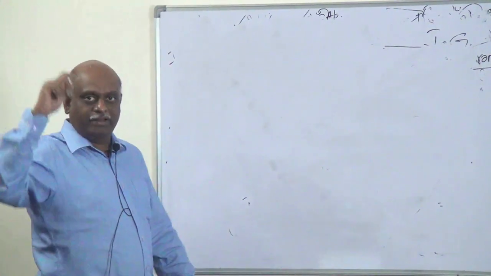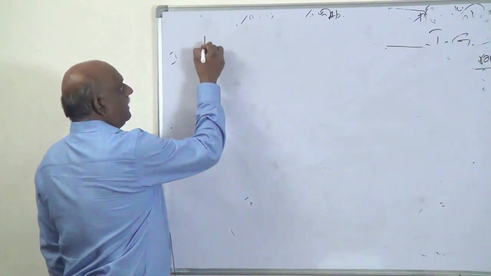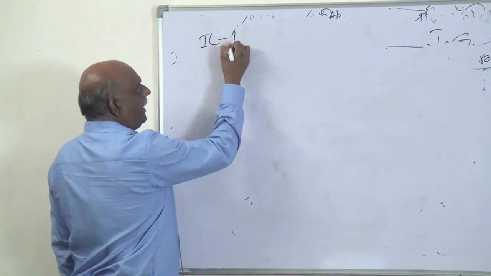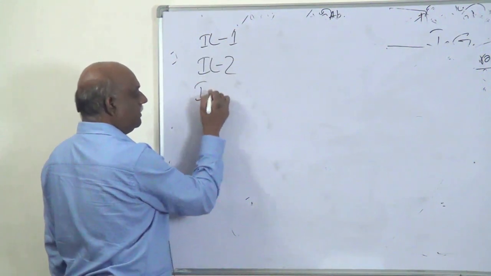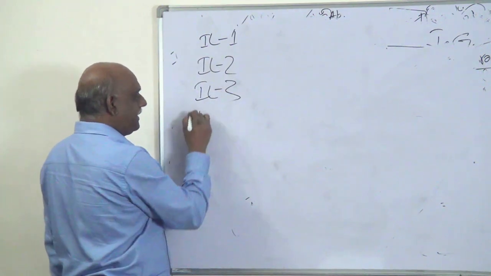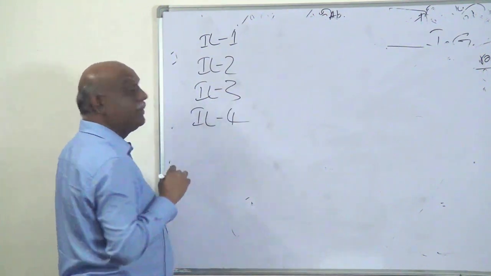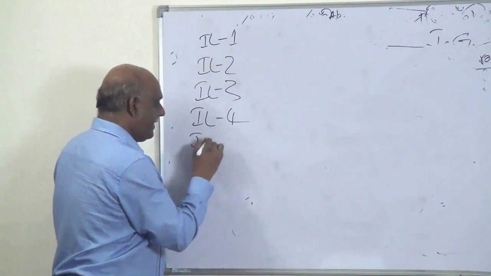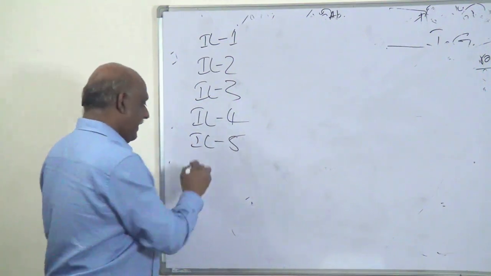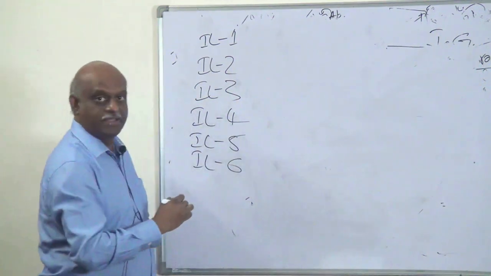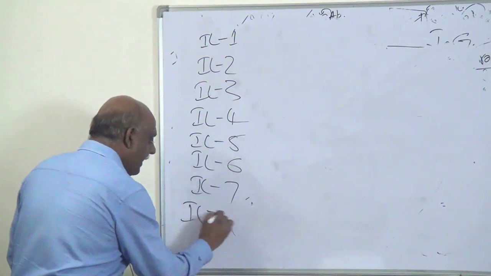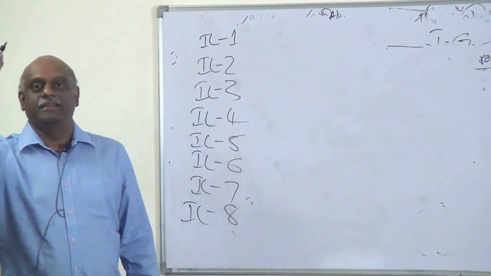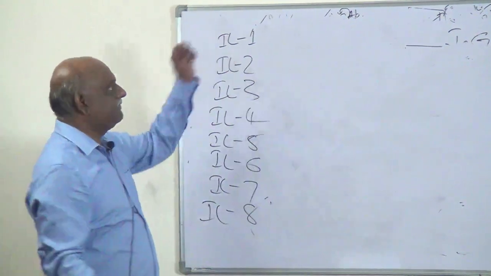How will you remember interleukins? First, interleukin 1, interleukin 2, interleukin 3, interleukin 4, interleukin 5, interleukin 6, interleukin 7, interleukin 8. Now, what is the function of them?